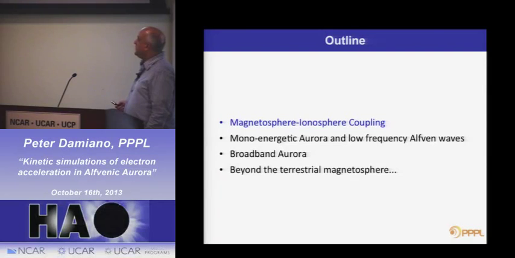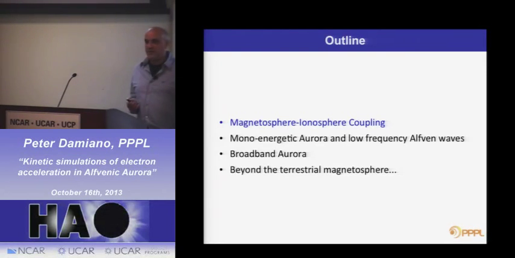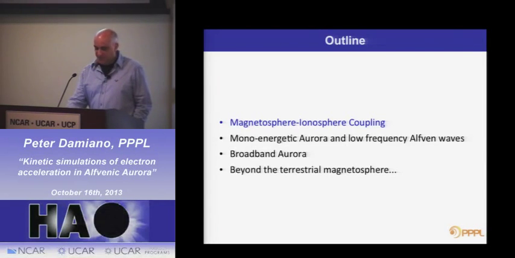Then I'll go into the idea of broadband aurora, which is more associated with dispersive scale waves, and I'll define all these as I'm going through the talk. And then if there's time, I'm going to take the context of electron acceleration by these waves in the magnetosphere to both the giant planets and the solar context, just for a very brief overview.